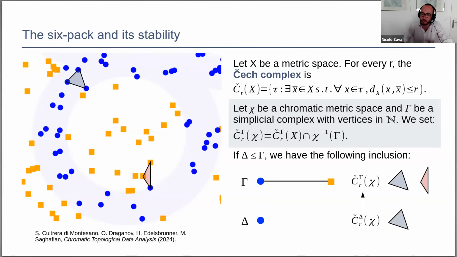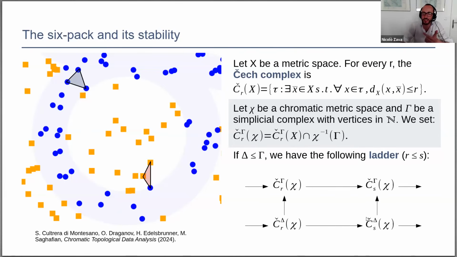And this, combined with changing the parameter R, gives you somewhat of a ladder. So you have two parallel filtrations where all these arrows are inclusions. Studying this ladder and applying the homology functor, you have six persistence modules. You take the persistence diagrams, and here is your six-pack.